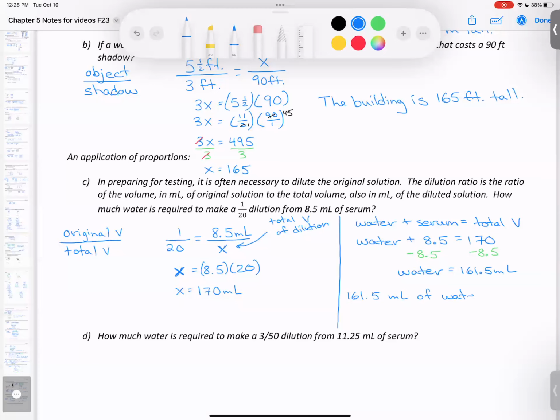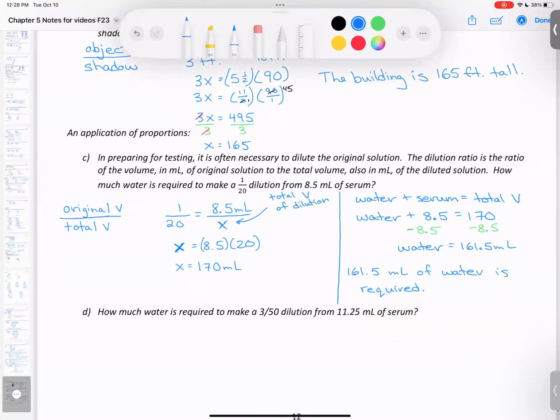These ones are a little bit tricky in that you have to think about what is being asked here. We have a dilution that gives us the original volume over the total volume. But if you're asked how much diluent or water is required to make that dilution, you're going to have to calculate how much volume you had from your original concentrate, from your 8.5 mils of serum in this case. So try another example.